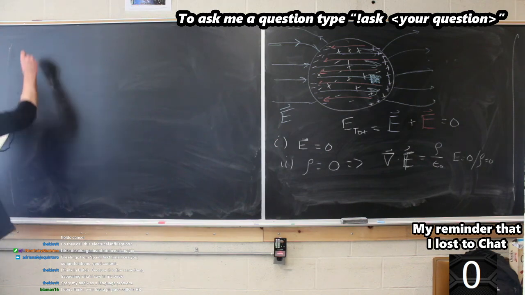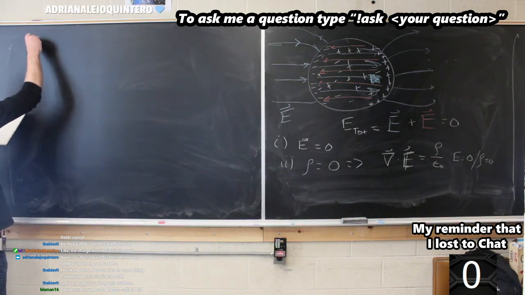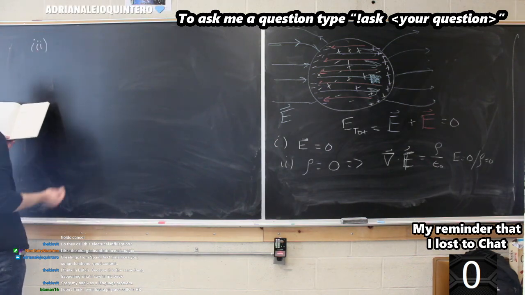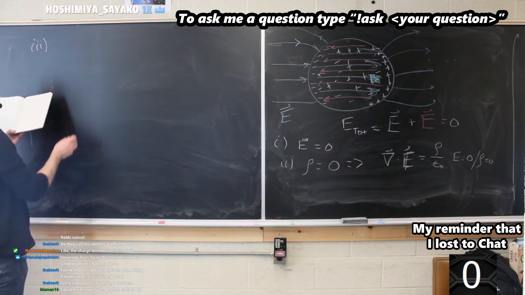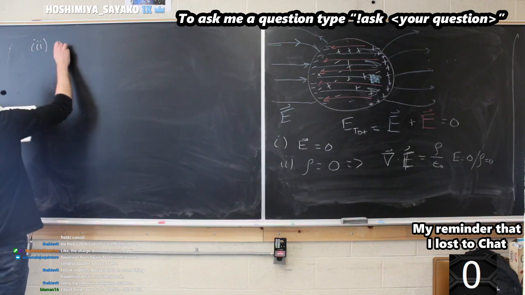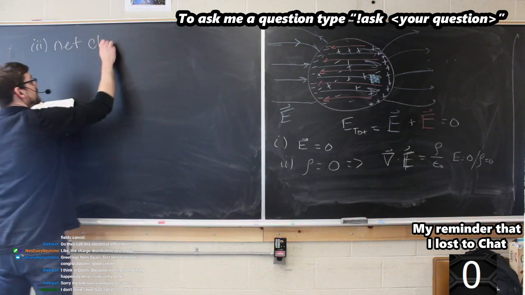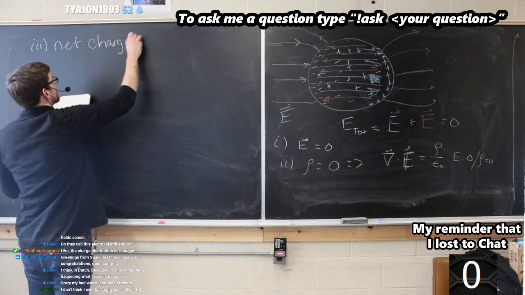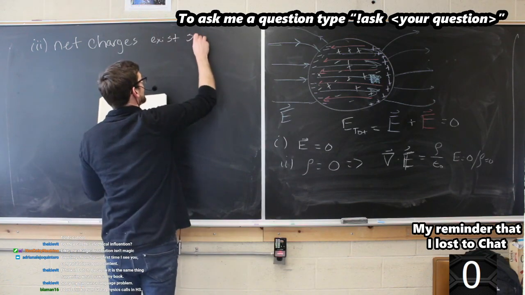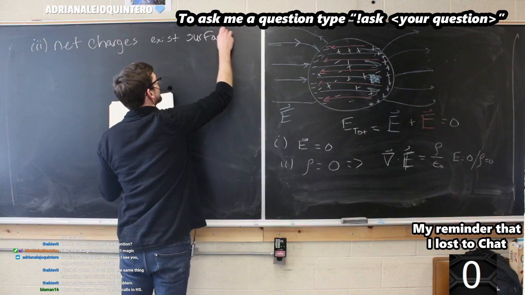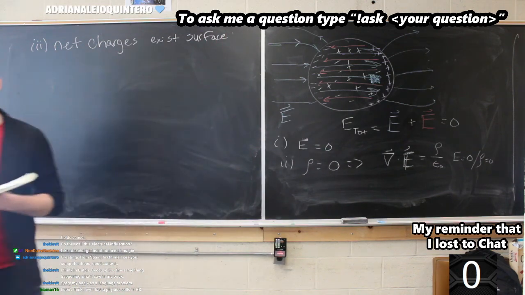So let's see. Let's keep going with these. So we know that the charge density is 0, but where are the charges then? If they do exist, right? And there are charges that can exist, and they must exist on the surface. Charges exist on the surface. So if there are net charges, they must exist on the surface of the conductor.